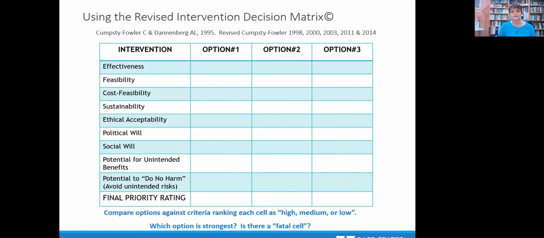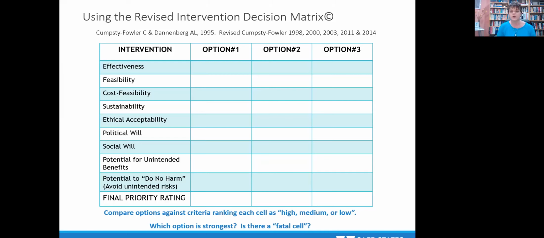So how do we use it? Well, the first thing is we pick our candidate options, and there could be 3. There are 3 in this matrix, but we could have many more than that. It's entirely up to you. And then we compare each option against the intervention criteria. How effective is option 1? How feasible is option 1? How ethically acceptable is option 1?